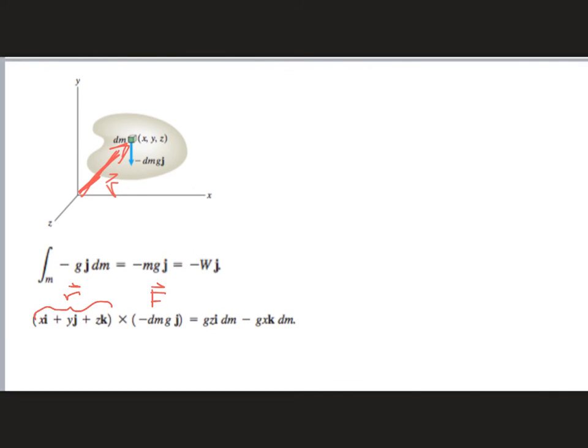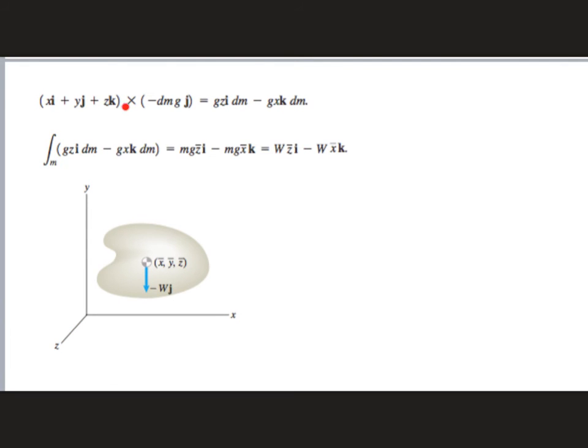And remember, that's just a definition of the moment, R cross F. And of course, we could put up our little determinant, and we could say i hat, j hat, k hat, and then the R is going to be x, y, and z, and then the force is going to be 0, minus dmg, and then 0 again, because there's no x or z components of the force. It's only acting in the y direction. And so if I do that determinant, what I end up with is this guy.